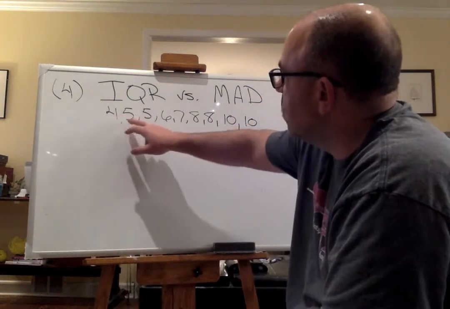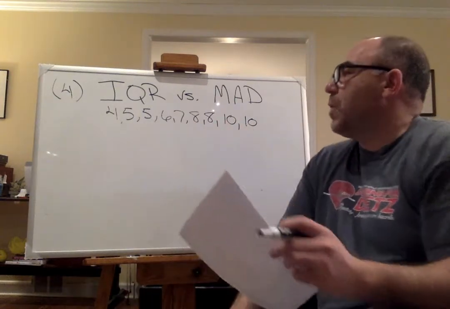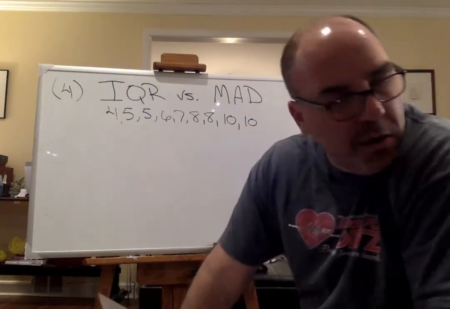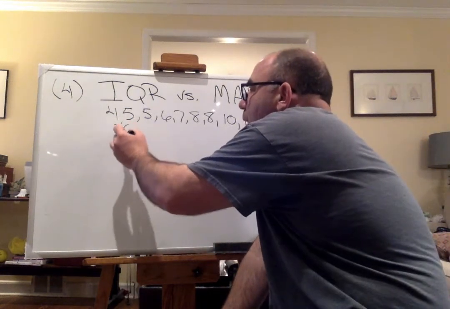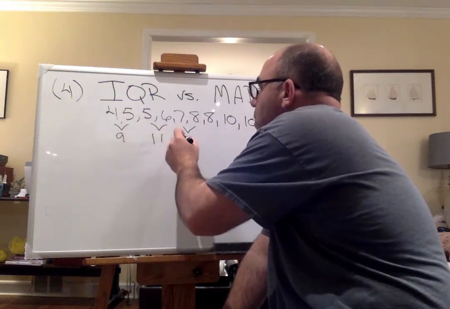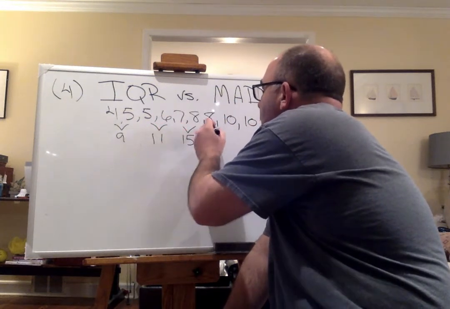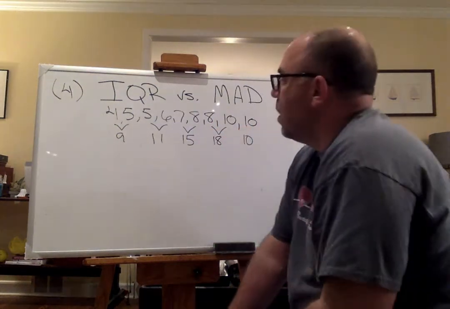Again, 1, 2, 3, 4, 5, 6, 7, 8, 9 numbers. Okay. So now we need to add them up and find our mean. So let's do this real quick. So 4 plus 5 is 9. 5 plus 6 is 11. 7 plus 8 is 15. 8 plus 10 is 18. And we'll bring down the 10.